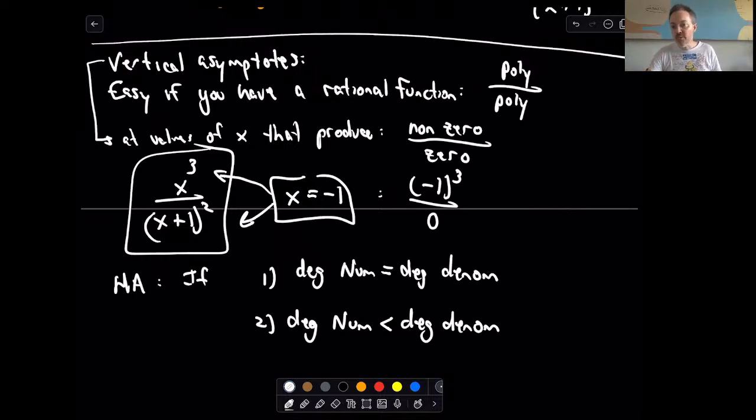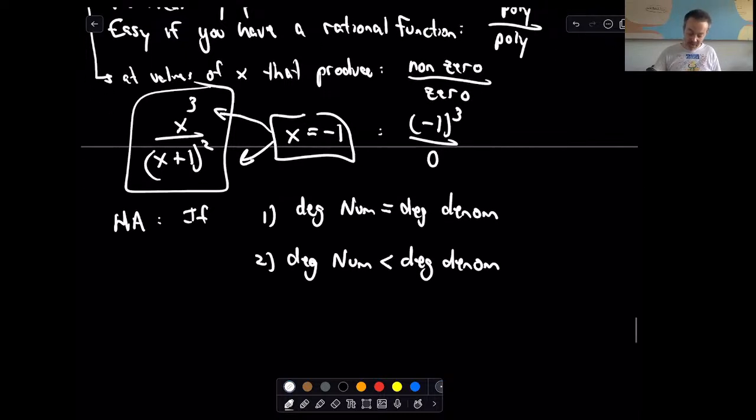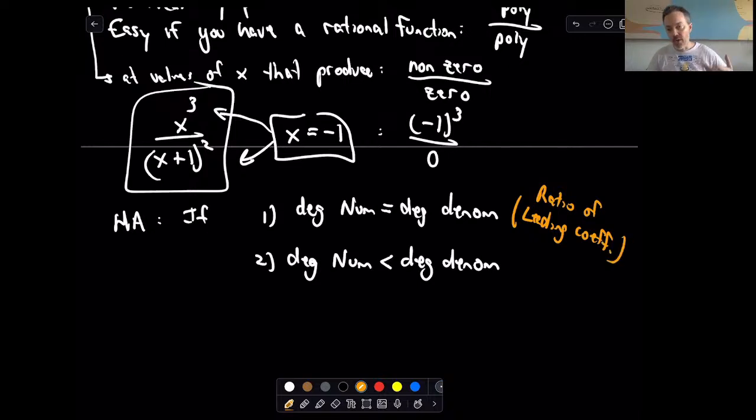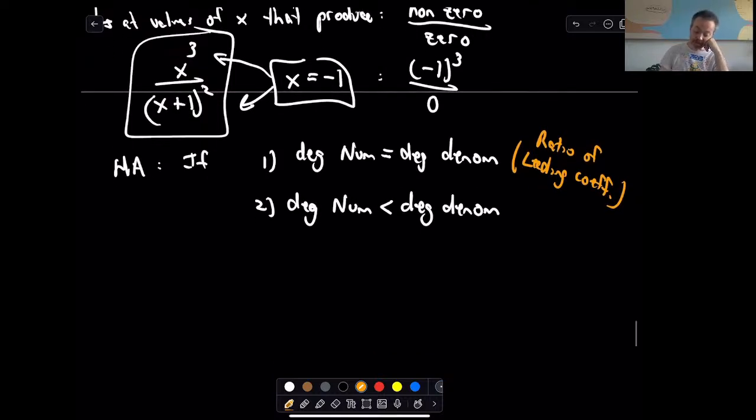So if the degree of the numerator is equal to the degree of the denominator, we've got a horizontal asymptote. And to find that, you can take the ratio of the leading coefficients. That's kind of the shortcut way. To do it, we're going to take a limit, is what we'll do. And if the degree of the numerator is less than the degree of the denominator, y equals 0 will be a horizontal asymptote. Yes, find them with limits, so let's do that.